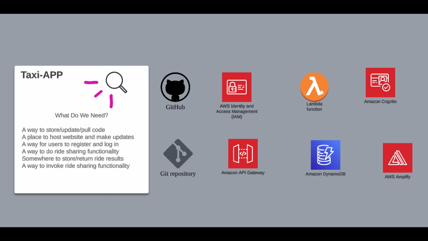The third thing is a way for our users to register and log in. For that, we're going to use Amazon Cognito, which comes with a lot of handy features for signing up. We're also going to use DynamoDB to store our information for the rides that take place. And we need a way to invoke the Lambda function that will be doing the processing, and the Lambda function is going to be invoked through the API Gateway. If that's interesting to you, stick around, and I'm going to show you what the website looks like. But for now, let's go on to creating our resources.